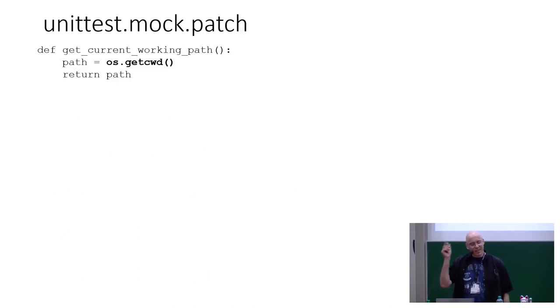So let's have a look at an example. Let's see how you would do this. In our example, a very simple one, we just assume that we have a function which gives us the current working path. In order to do this, we use a library call from Python's operating system library. We use the getCurrentWorkingDirectory function. Once we retrieve the value, it returns the path. And this is it.